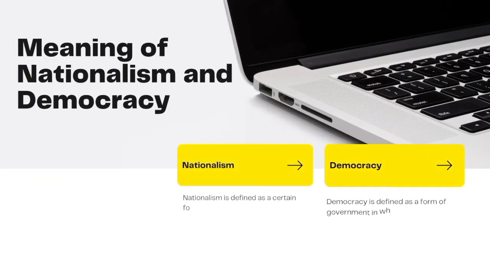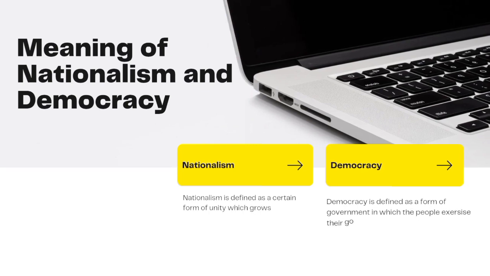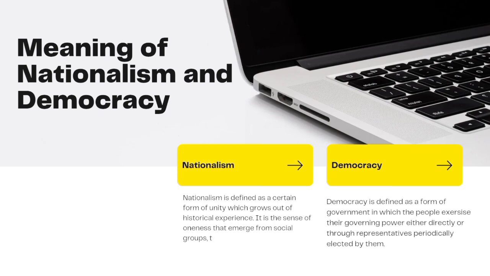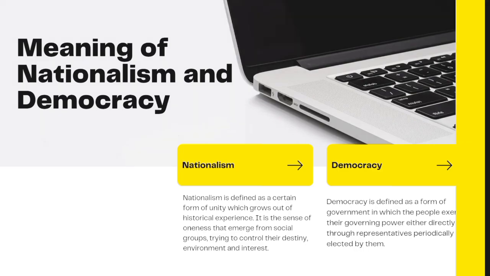Definition of terms: 1. Colonialism, 2. Nationalism, and 3. Democracy. We are going to begin the lesson with the above forms of government to widen your scope and knowledge. What is colonialism?